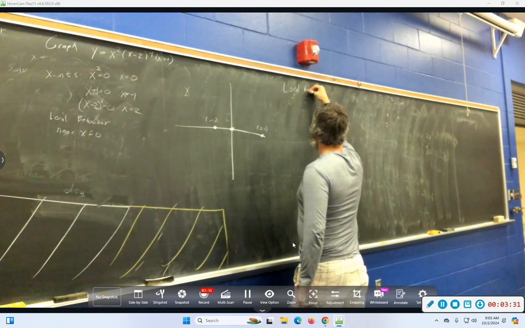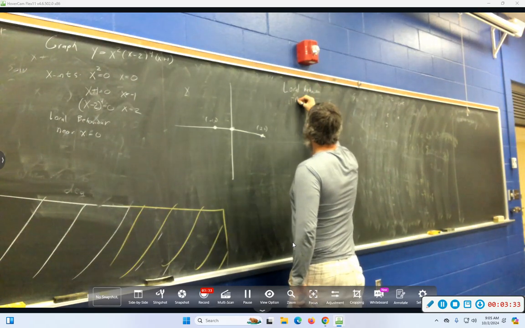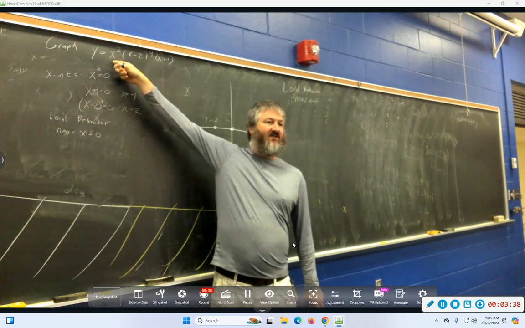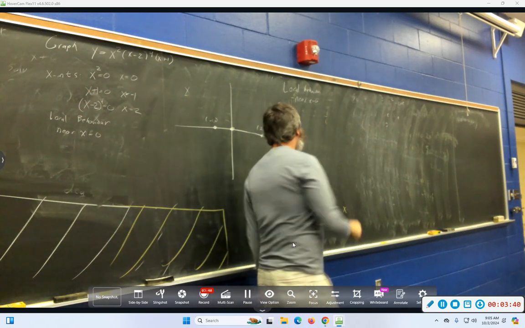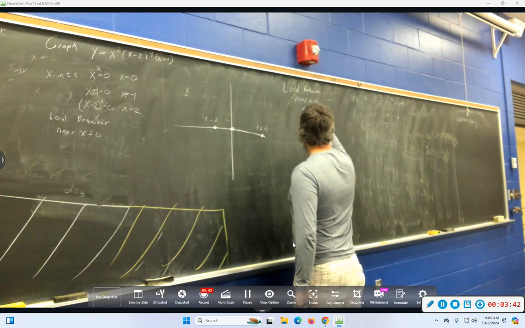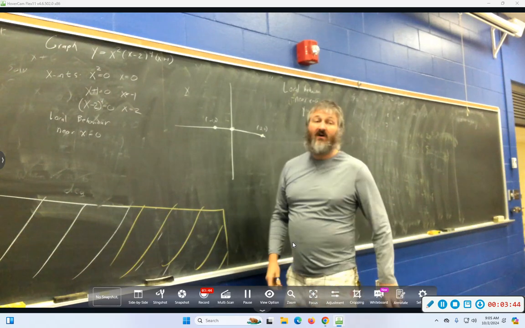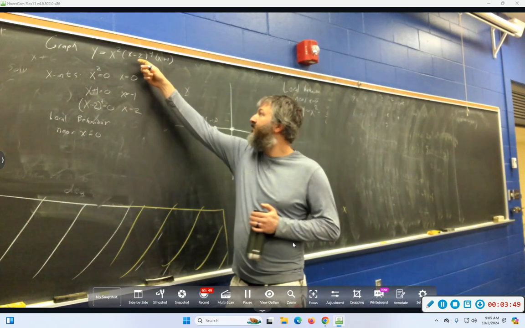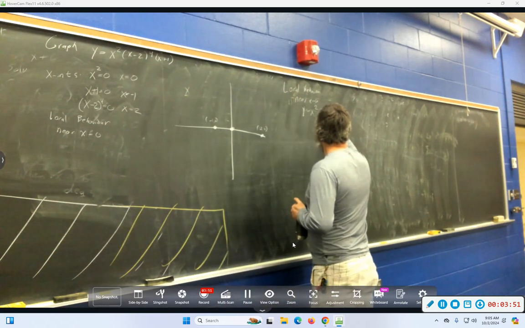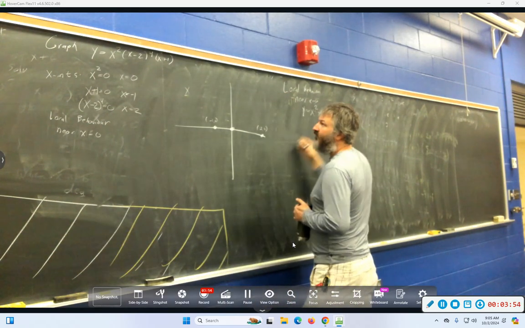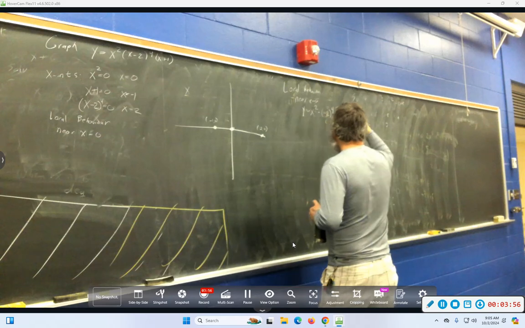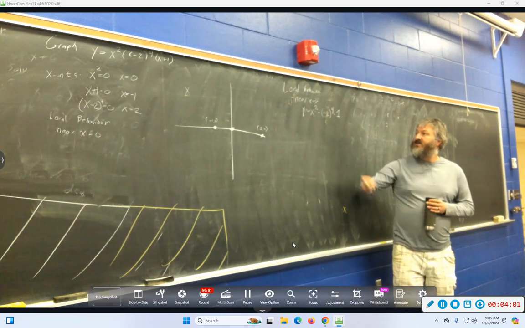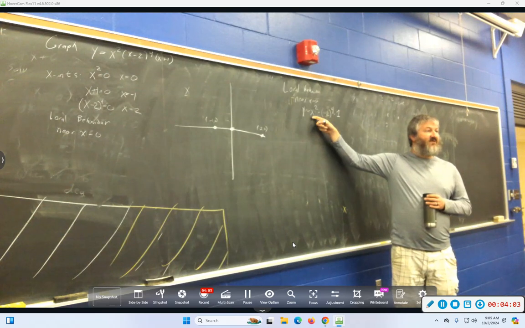Local behavior near x equals 0. I need to remember the x squared because the x squared corresponded to the intercept at 0. Now, I can just plug in zeros for all the other x's. So it looks like I should see a parabola because of the x squared.